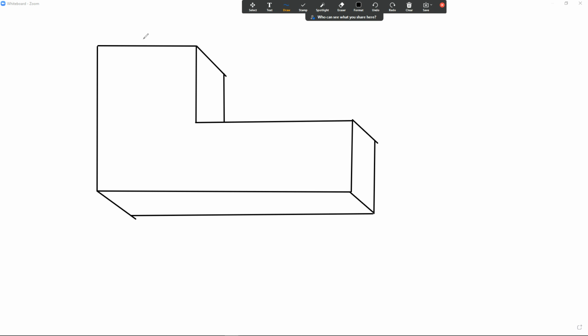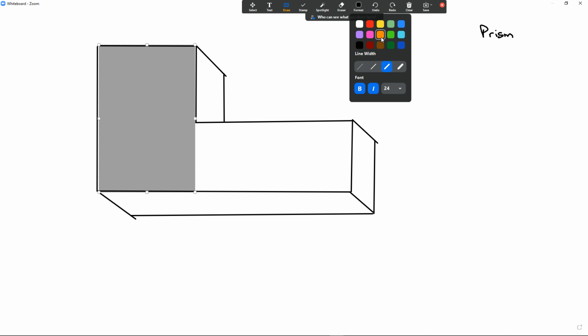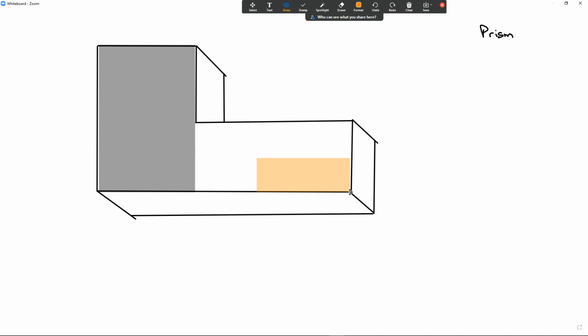Okay, so the first thing I'm going to do is I've got an L-shaped prism. Now this is called a prism because it's in 3D. It has some kind of depth. Now remember, the depth that we add here is that one there. That's your depth, that's your depth, that's your depth, and that's your depth. And this part over here, this is your normal area. You can divide it into two rectangles and add the two areas up to get that area.